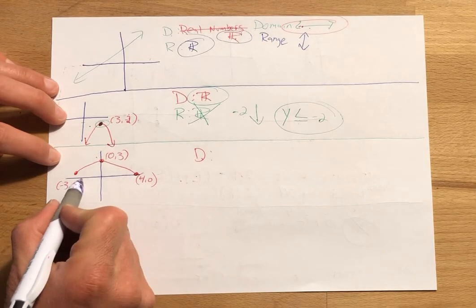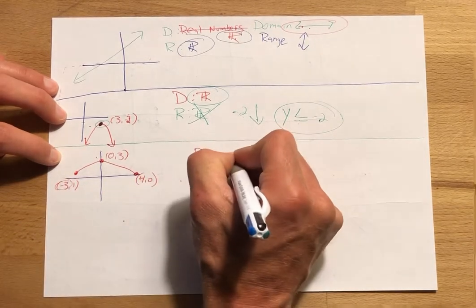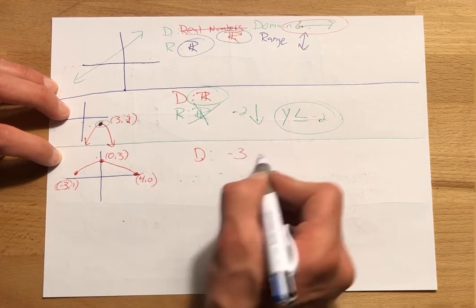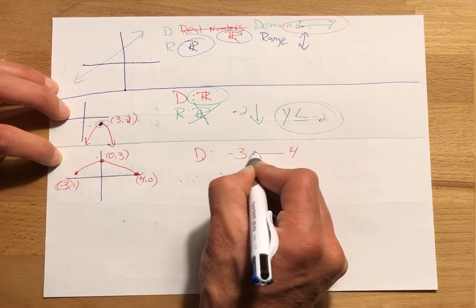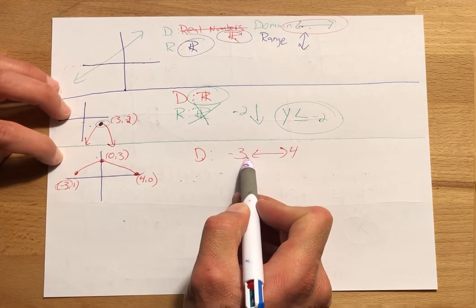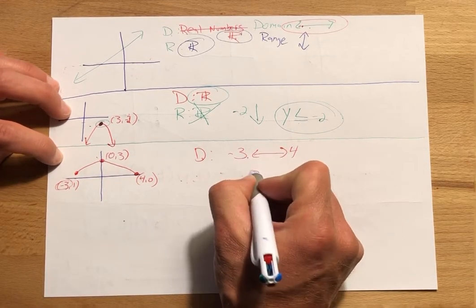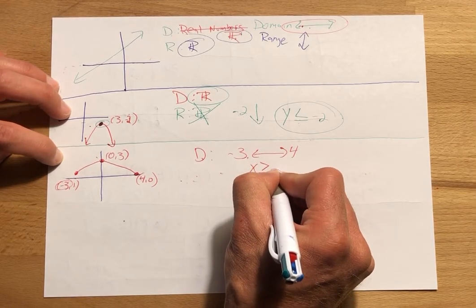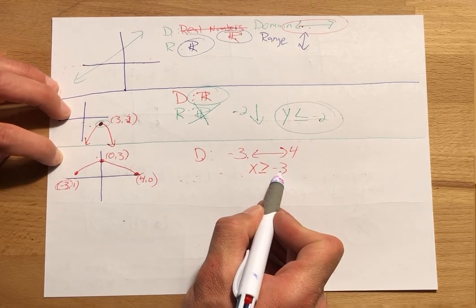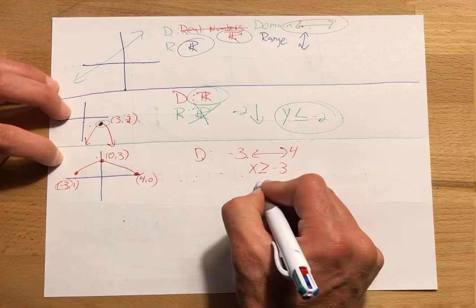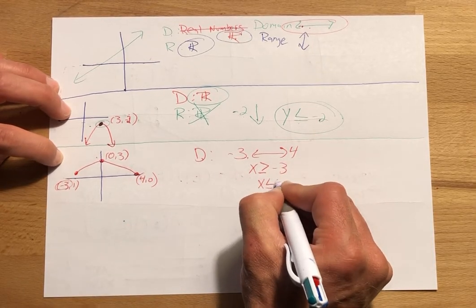Well, it looks like it starts on the left at -3. It starts from -3, and it goes all the way to 4. That's your domain. Okay. Now, the way you have to write this is as an inequality. You're going to say x is greater than or equal to -3, so that means it's bigger than -3, but notice how it doesn't go on forever. It stops at 4. So x is less than or equal to 4.